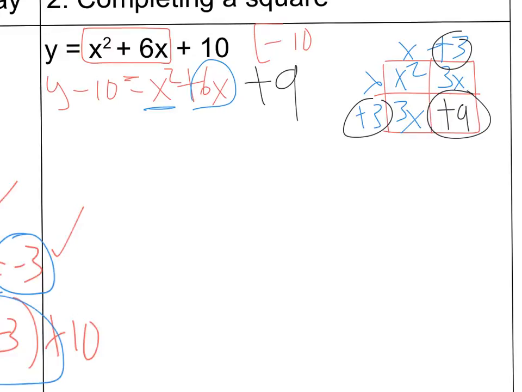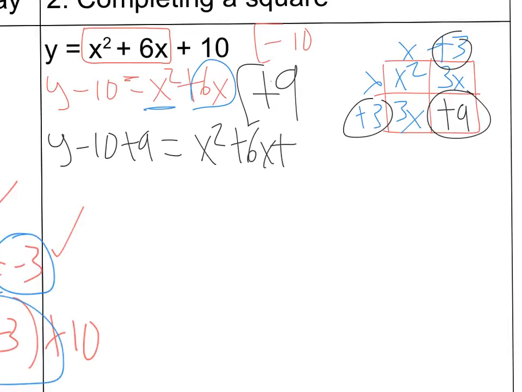So what I'm going to do is take that and add 9 to both sides. So I'd end up with y minus 10 plus 9 equals x squared plus 6x plus 9. Now I have a perfect square. And I can represent that like so.